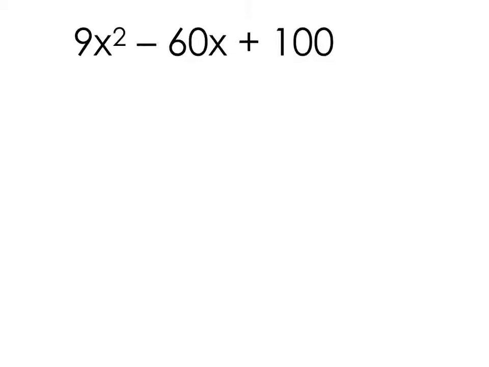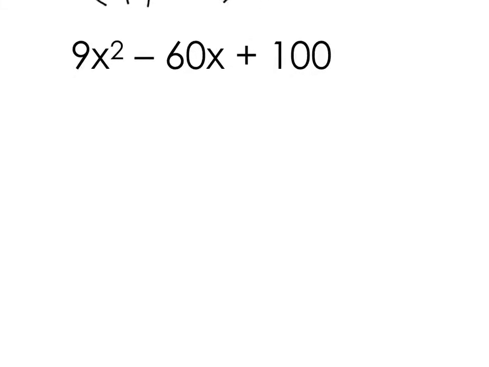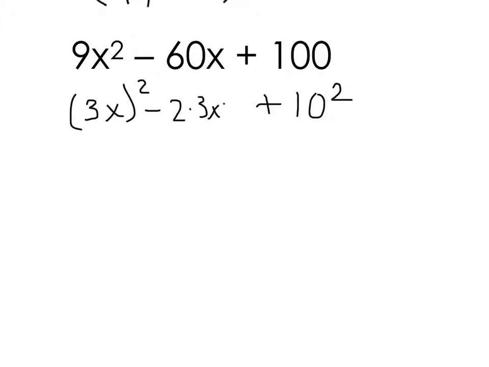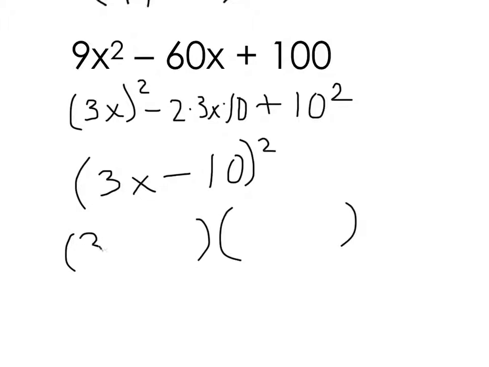Let's go down here. Sorry, I'm making you dizzy here. If you recognize this as 3x quantity squared, and this is 10 squared, and you hope this is 2 times 3x times 10, is it? 2 times 3 is 6 times 10. Yeah, it works. So this is 3x minus 10 squared. You could factor it out using FOIL and come up with the same thing, but recognizing the special product is so much faster.